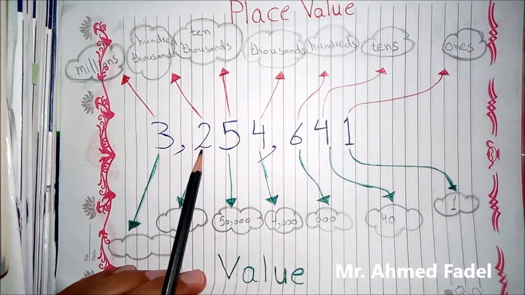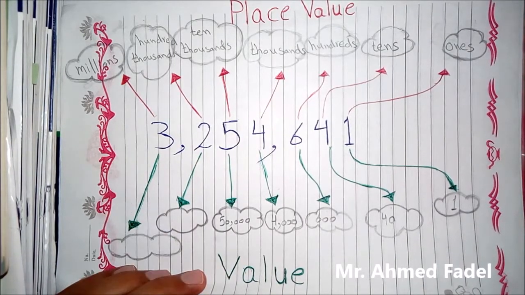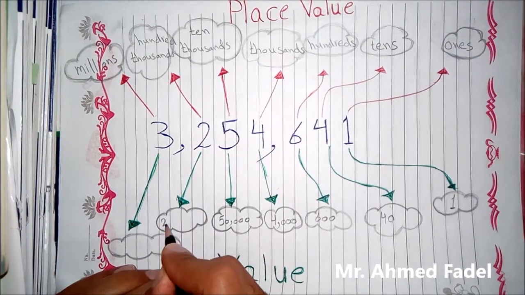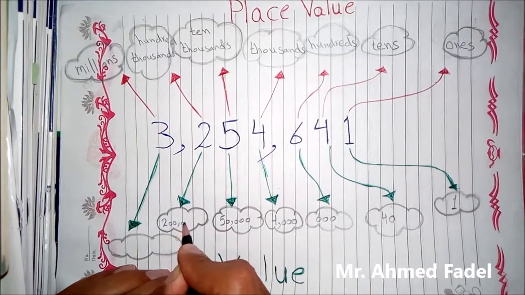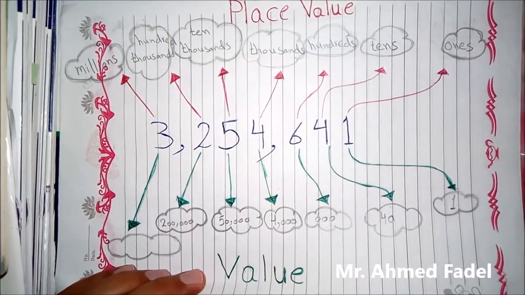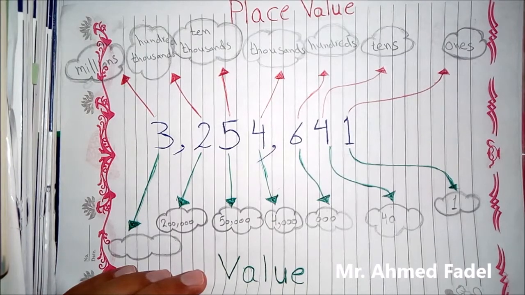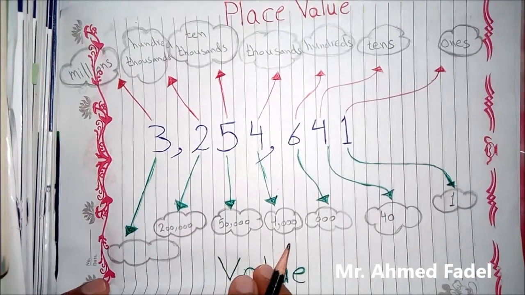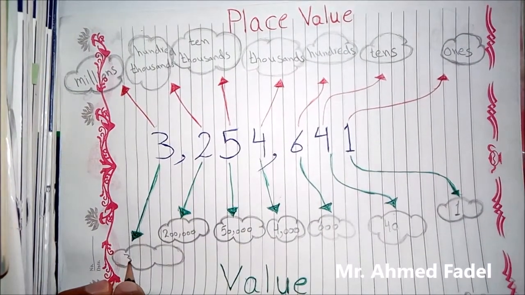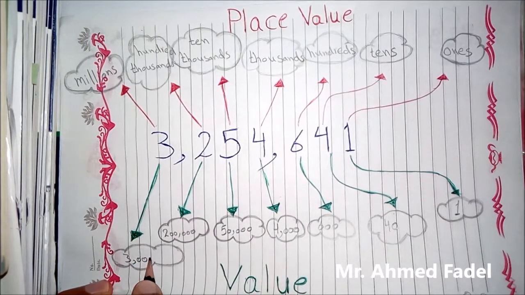If the place value of the 2 is 100,000s, so then the value is, fantastic, 200,000. And the value of the 3 is, yes, 3 million.